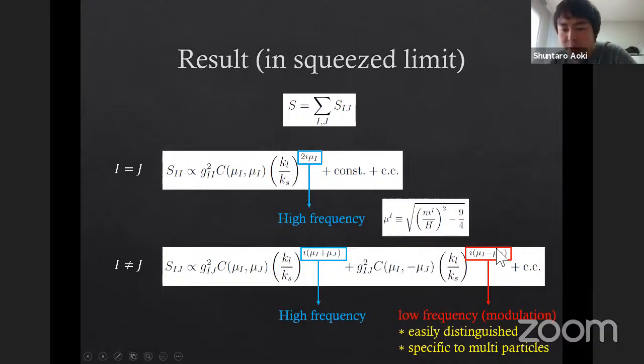However, not that red part. This part contains the difference between two modes, mu_i minus mu_j. So it can give a low frequency, or we can say it can give a modulation, which can be easily distinguished from the high frequency mode. So of course, this is specific to multiple field systems because the notion of mass difference exists only in the multi-field case. So in summary, we have two kinds of frequency, high frequency mode and low frequency mode. Especially the low frequency mode is important because it can be a proof of the existence of multi-field.